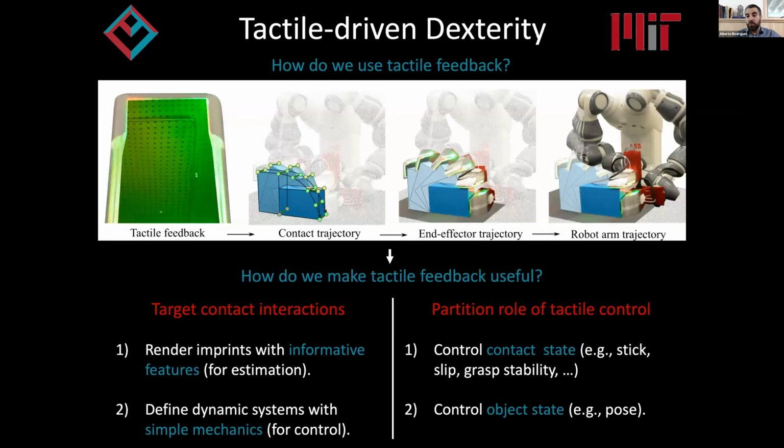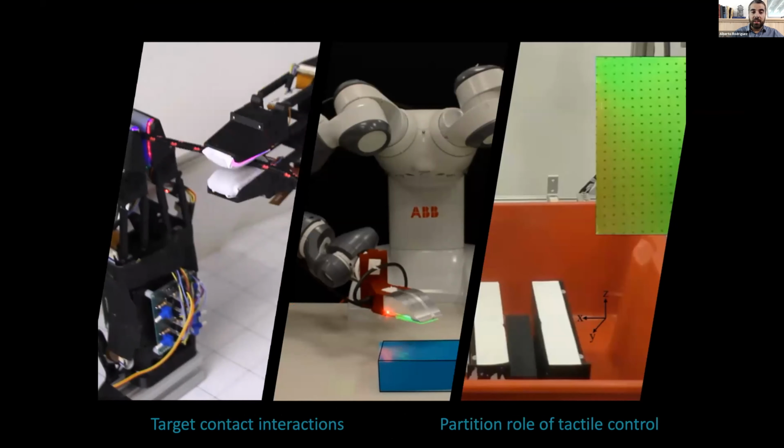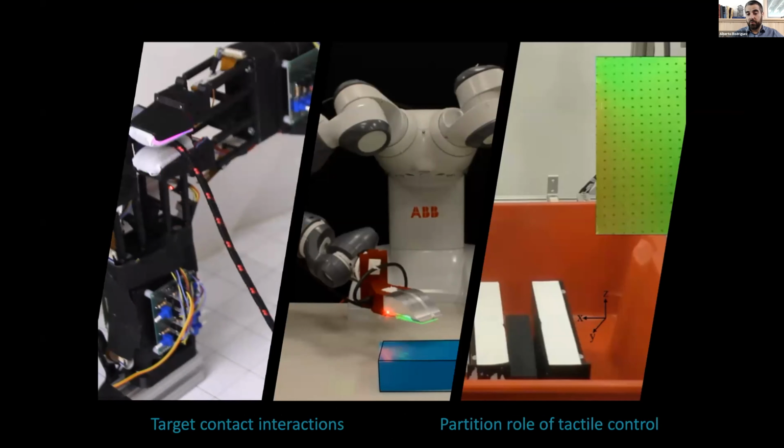And the second control loop is maybe the more standard one, which is controlling the actual state of the object in the environment. So if I have to move an object from here to there, how does tactile play a role in telling us where the object is in real time so that we can control its state? Okay, so I'll go again over these three systems, but from the perspective of how we target these contact interactions, and then how we partition the role of tactile.